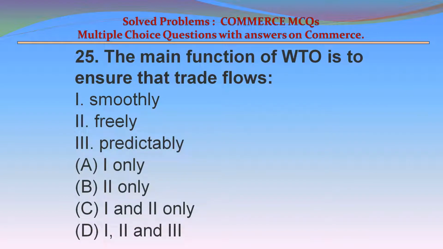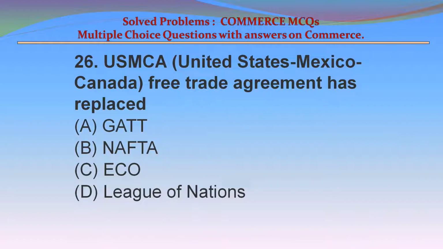25. The main function of WTO is to ensure that trade flows: 1. Smoothly, 2. Freely, 3. Predictably. Option A, 1 only. Option B, 2 only. Option C, 1 and 2 only. Option D, 1, 2 and 3. Answer D, 1, 2 and 3.